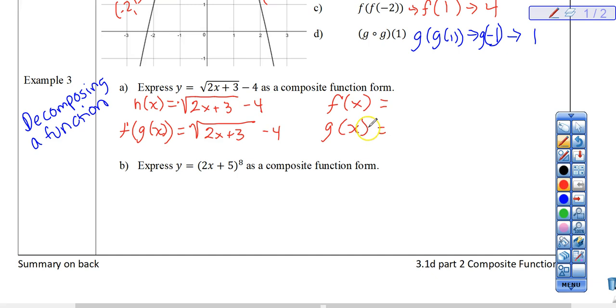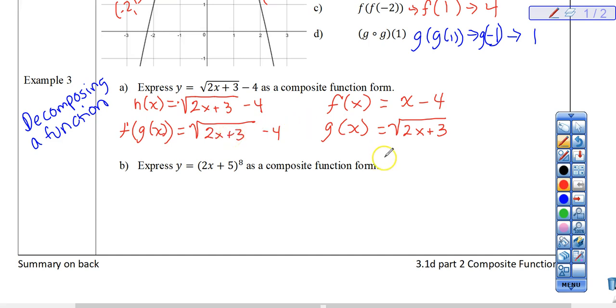There are multiple answers to this question. So I will do one, and then I'm going to challenge you to find another pair of functions that will compose to our final function. So here's the function that I propose. f of x is x minus 4, and g of x is the square root of 2x plus 3. So I propose that these could be possible functions that are the decomposition of this final function over here.